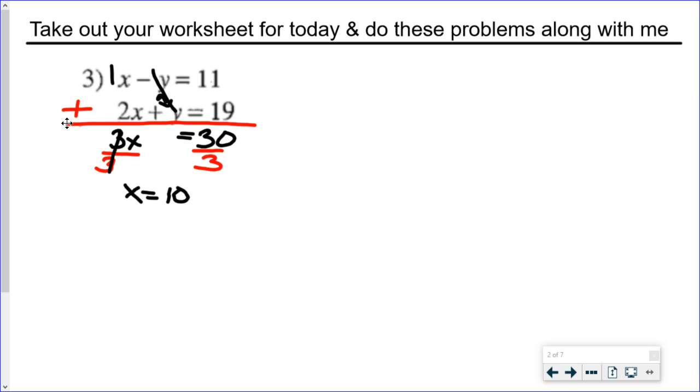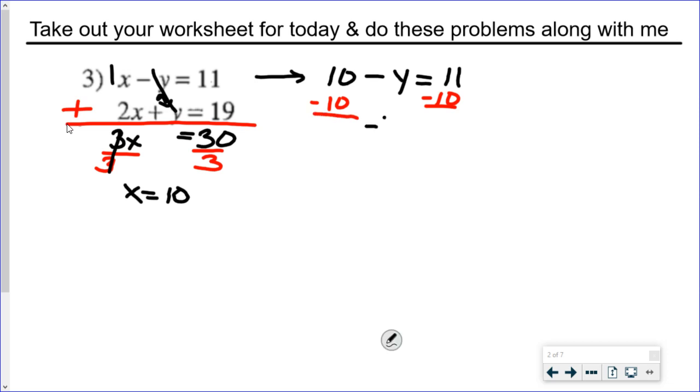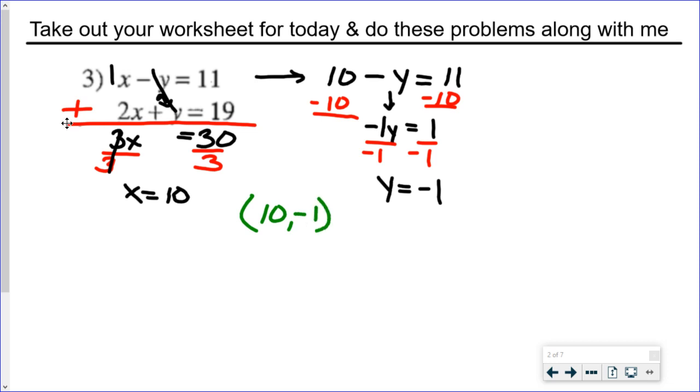And then I pick either one of the equations. I'll do the top one. So it's x minus y equals 11. Okay, so I'm going to minus 10. So I have a negative 1y, be careful of that, equals 1. So I have to divide at the end, and y equals negative 1. And again, my answer is going to be the ordered pair 10, negative 1. That's your final answer. Okay, take a look at that, see if it makes sense.